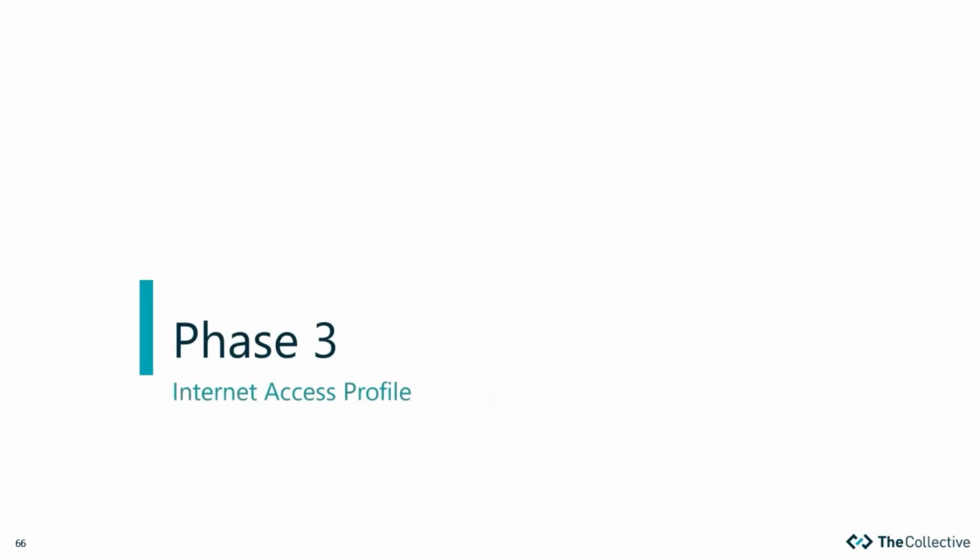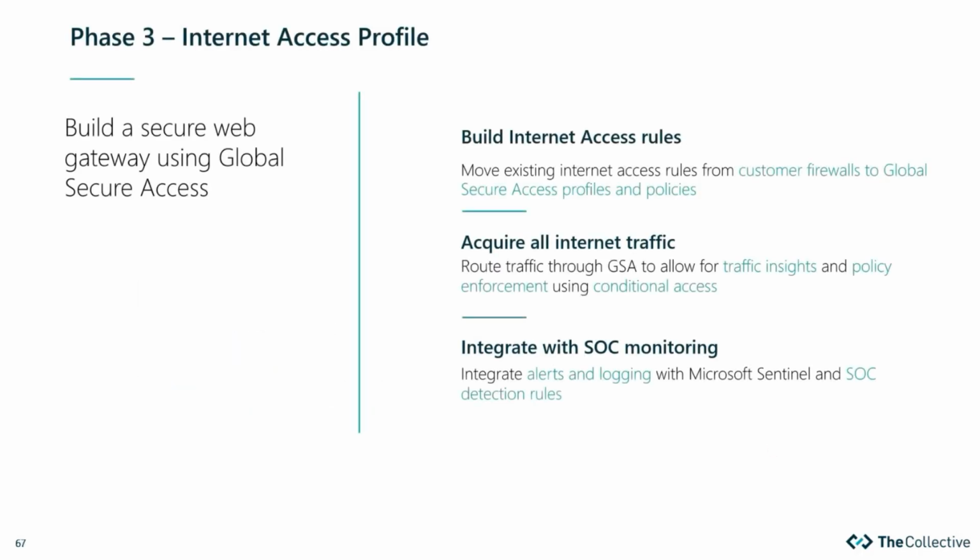And in phase three, we can do an internet access profile, where we build your internet access rules from your current on-premise firewall in Global Secure Access internet access, allowing you to make sure that the users who are working remotely without a full VPN tunnel are also secured with the internet access profile, and that only specific traffic is allowed.